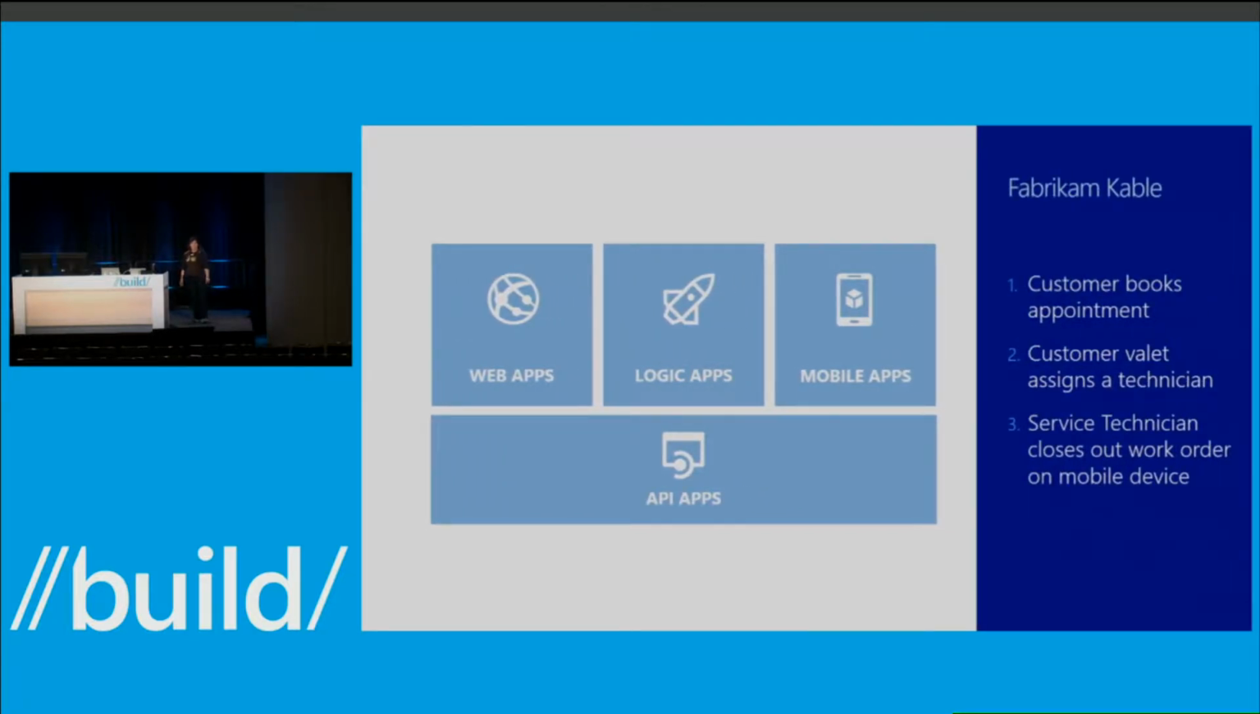Basically, the customer is going to book an appointment on a new website. There's an existing website that the customer valet is going to use to assign a technician. So this is one of the ways in which they're differentiating themselves. It's not customer service, it's a customer valet. And then the service technician is going to use a mobile app on their device, and they're going to be the ones that close out the work order.